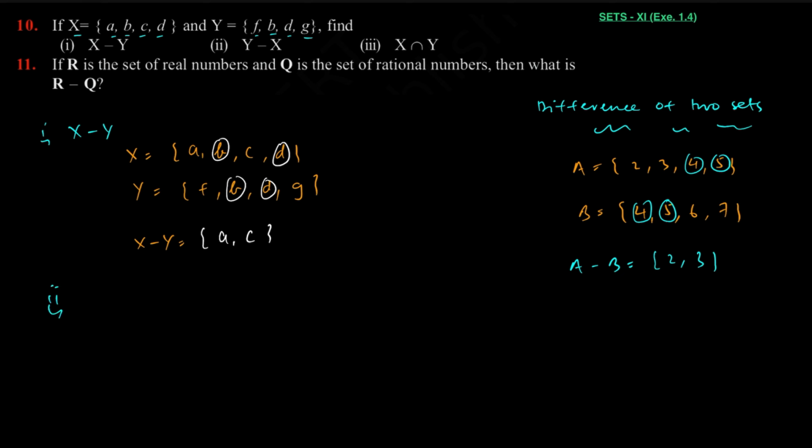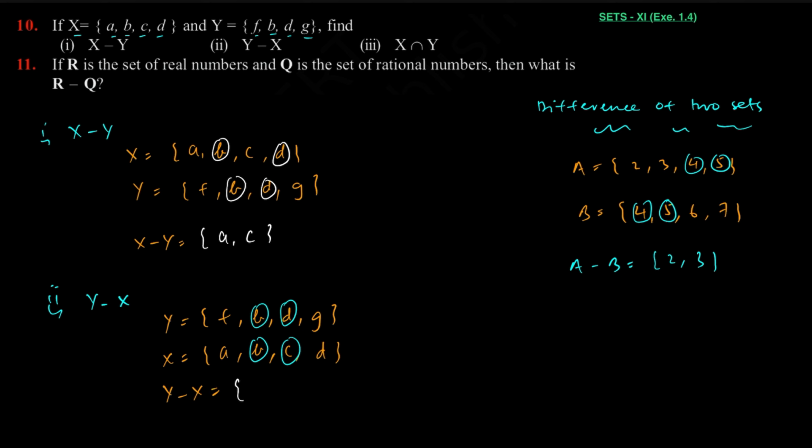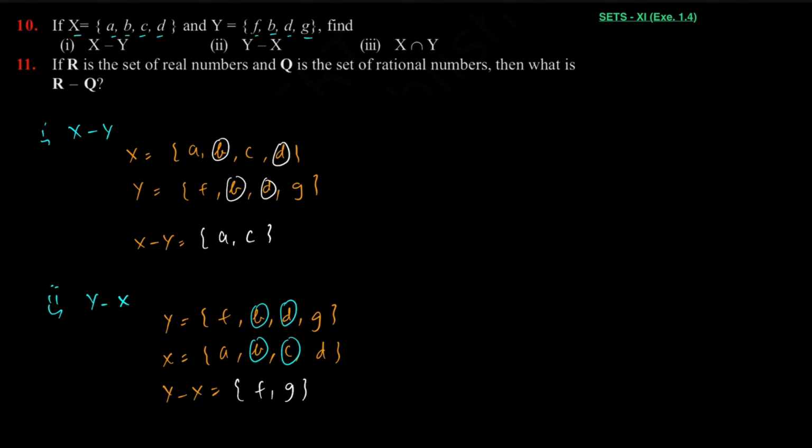Part number second is Y minus X. So here we have set Y has elements as F, B, D and G, whereas set X is having elements as A, B, C and D. Here one can again observe that elements B and D, they are common. Then Y minus X will be set Y excluding elements B and D. That is, this set will be having elements as F and G. Part number 3.